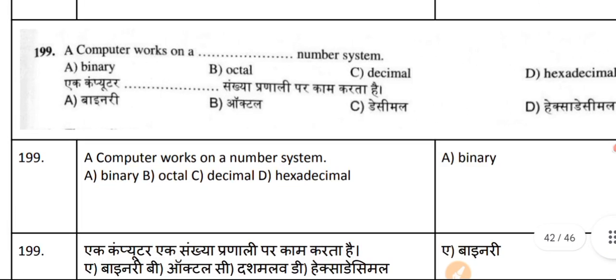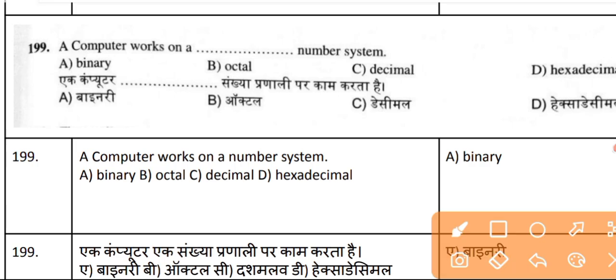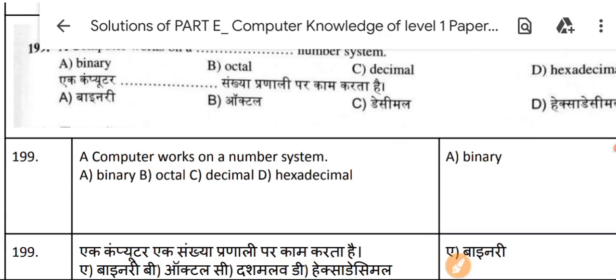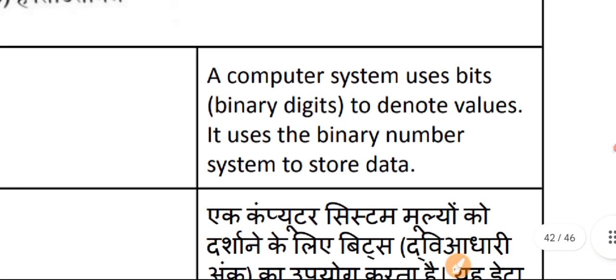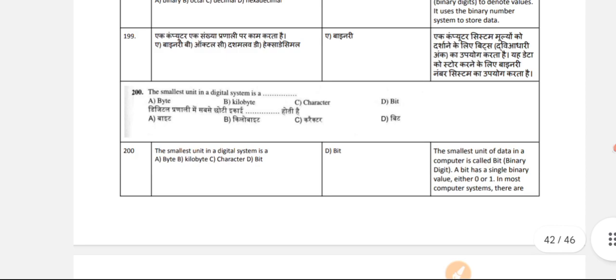Okay, next is which number system the computer works on. Recently I talked about the binary system, as you know, 0 and 1, the binary system. A computer system uses bits, meaning binary digits, that denote distinct values with a binary number system to store data. Okay, to store data.